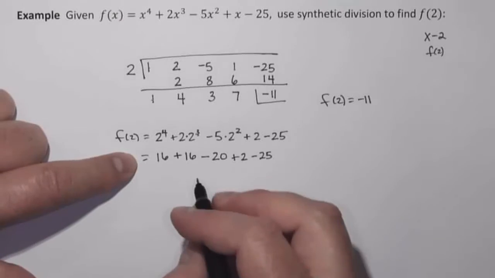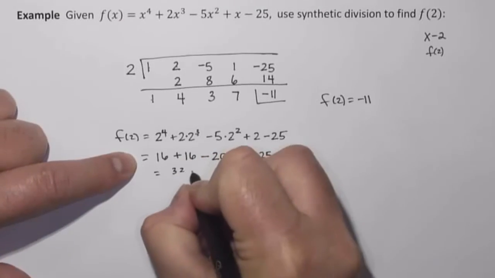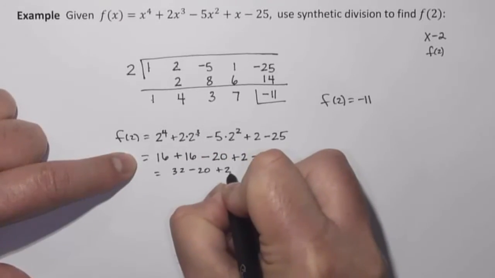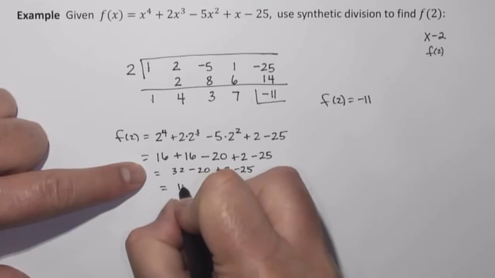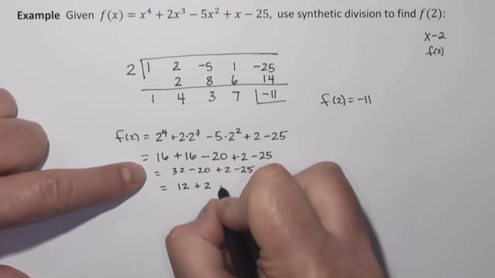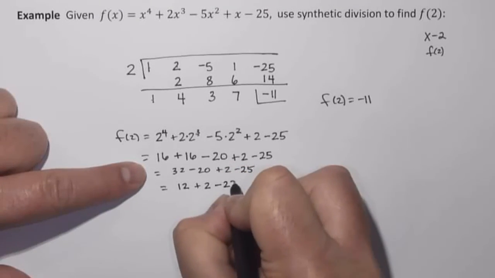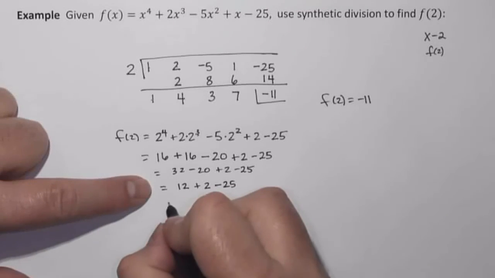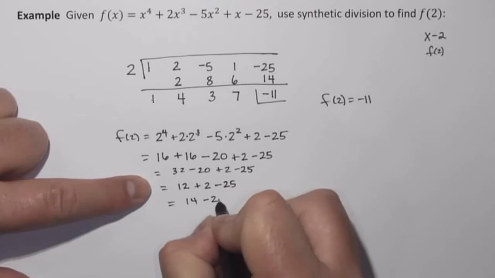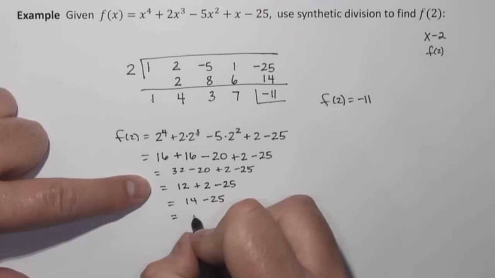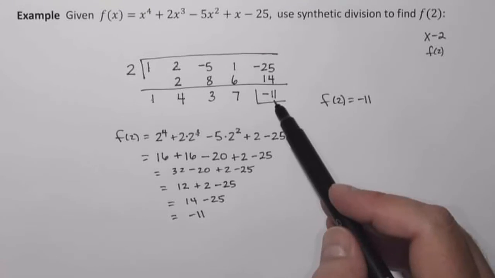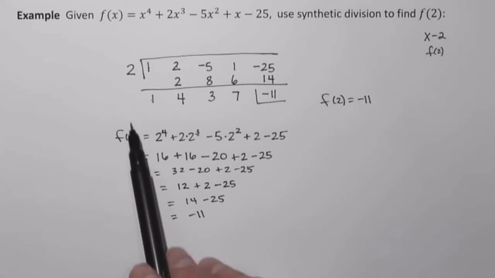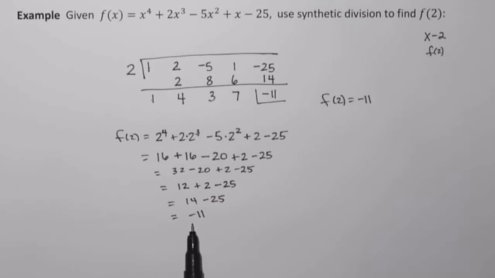Well, 16 plus 16 is 32. So we have 32 minus 20 plus 2 minus 25. 32 minus 20 is 12. So we have 12 plus 2 minus 25. 12 plus 2 is 14. So we have 14 minus 25, and 14 minus 25 is negative 11. So we can see that the remainder that we get when we divide by x minus 2 gives us the function value. So this is an example that verifies the remainder theorem.